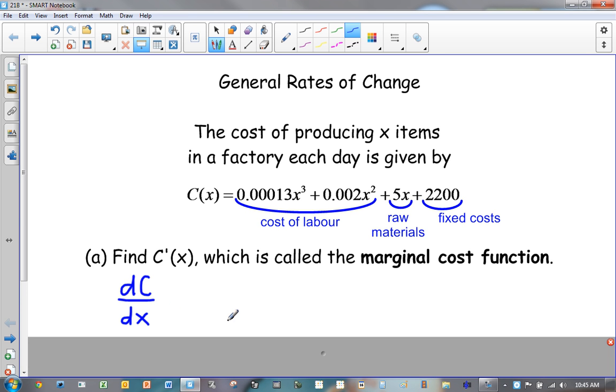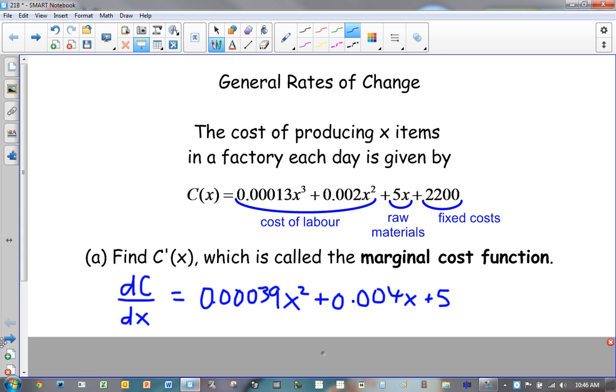So to find the derivative, I just use my same rules as before, and I get the derivative is 0.00039x squared plus 0.004x plus 5. That's my marginal cost function. That's how much it costs to produce an additional item.